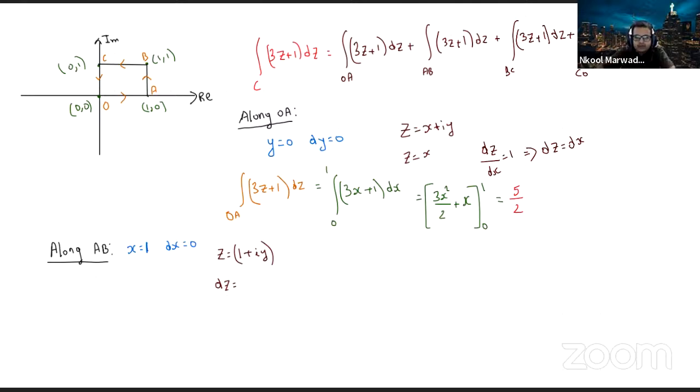And when we do dz, we will get i dy. Based on that, we can calculate the integral. Now, this is the integral we have to calculate along AB: 3z plus 1 dz.